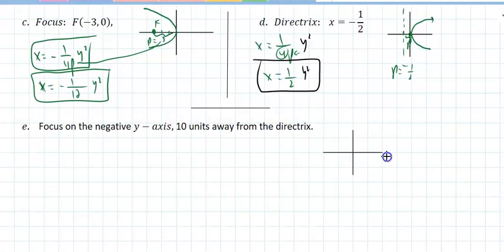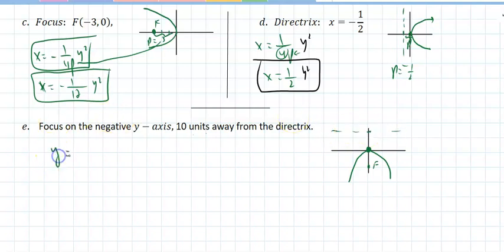And the last part. Again, they're not asking for a graph. I'm going to do a rough sketch to kind of visualize it. It says, focus on the negative y-axis. So the focus is here somewhere, 10 units away from the directrix. Remember, they did say that the center is at the origin. And this is 10 units away from the directrix. That means the directrix is right there.